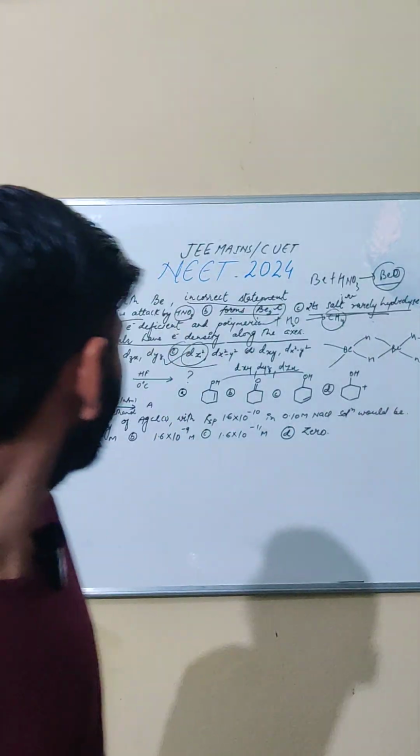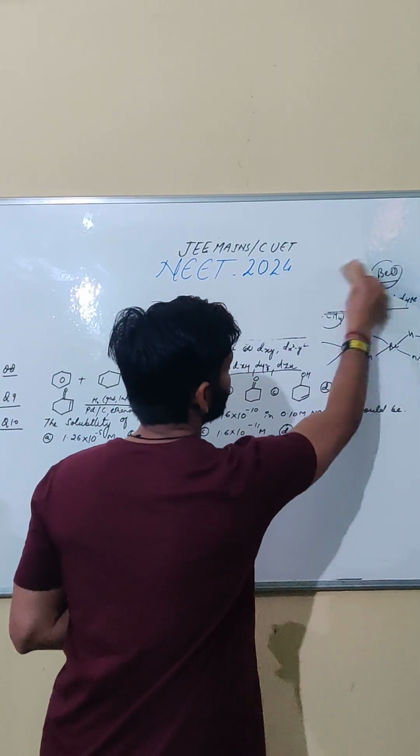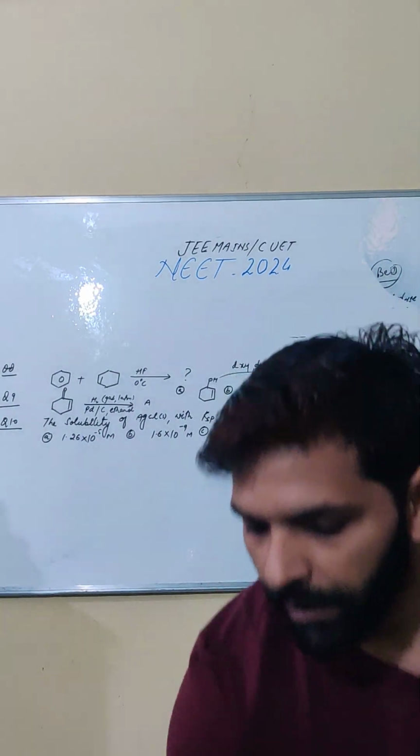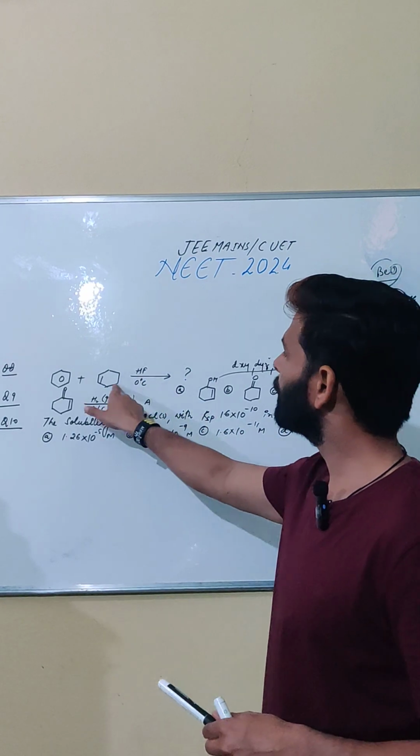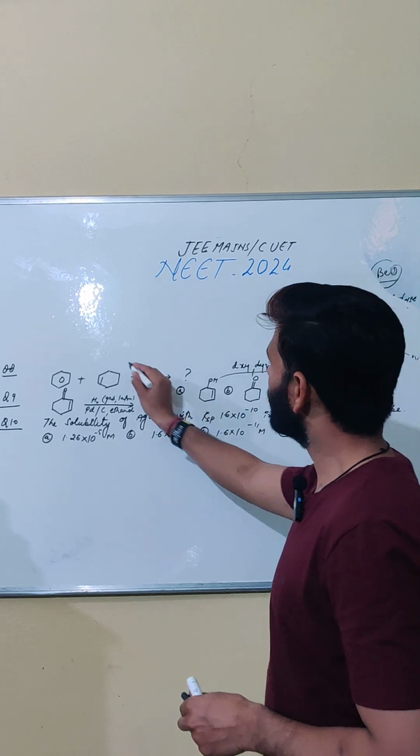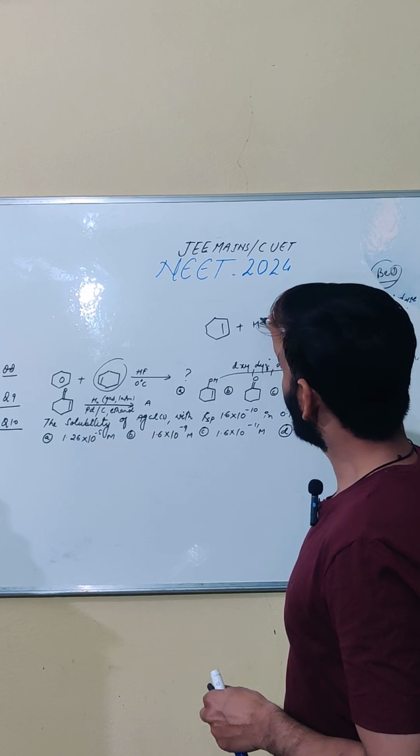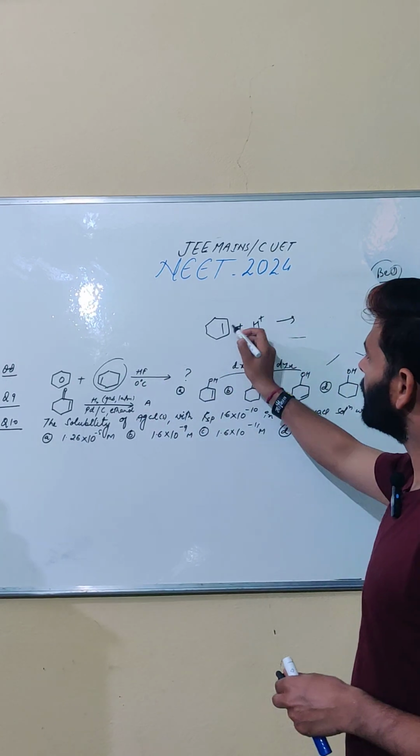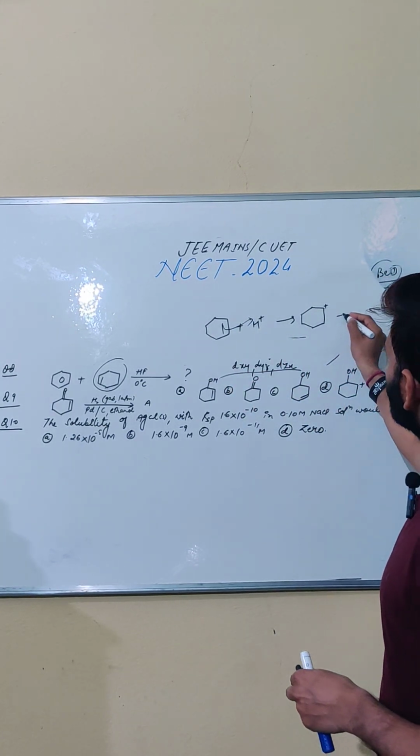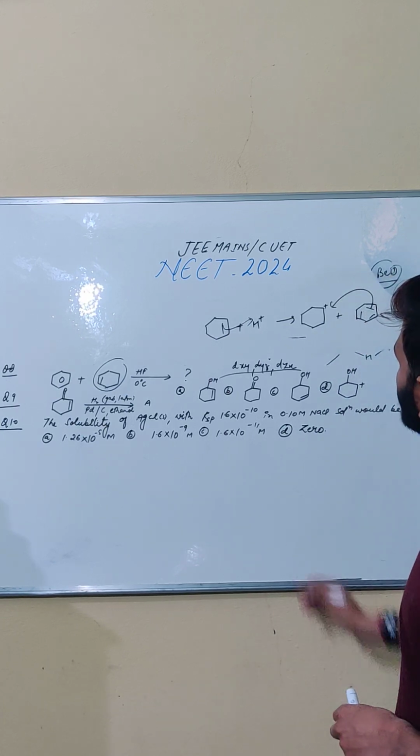Now move to the 8th question. In the 8th question, we are given benzene and cyclohexane, and we have to treat these in the presence of HF at 0 degrees Celsius. So see, this cyclohexene will first react with HF. HF will provide H plus, this will take it, and we will get a carbocation. This carbocation will then react with benzene.